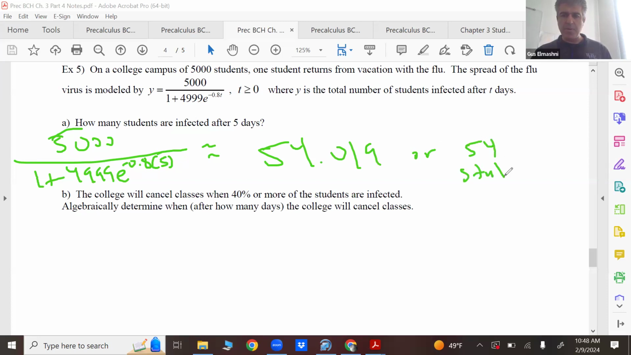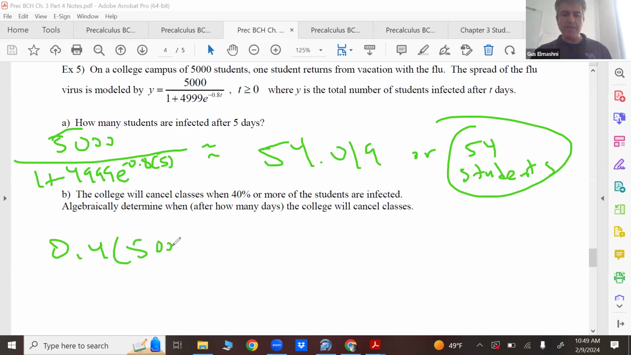Usually round to the nearest whole number or round down. I'll tell you how to round it on the test. Now, we'll cancel classes when 40% more students are infected. So 40%, you got to do 0.4 of 5,000.